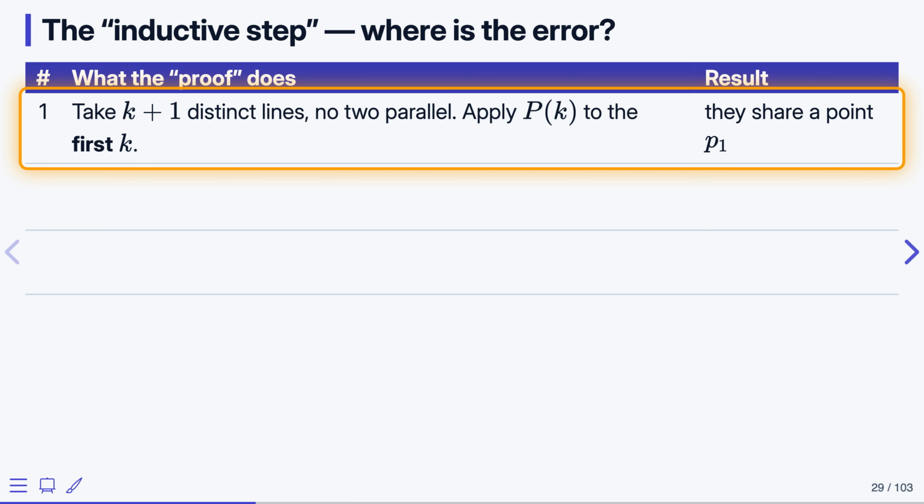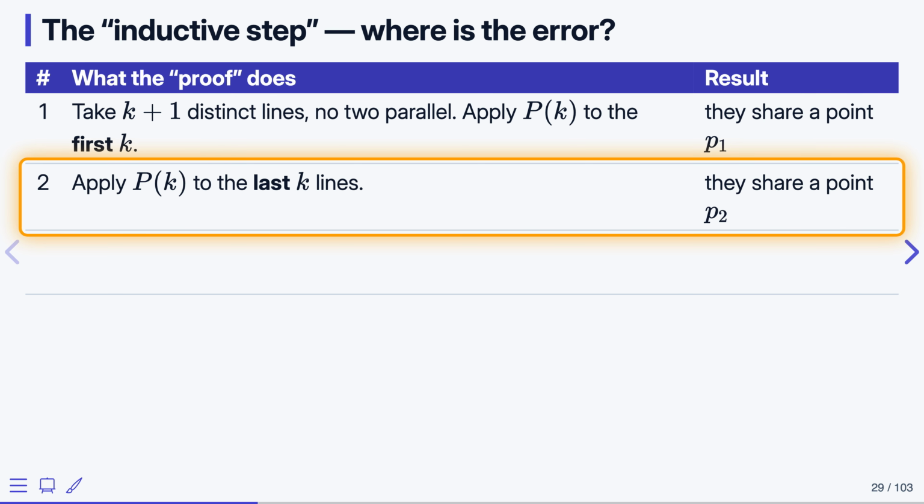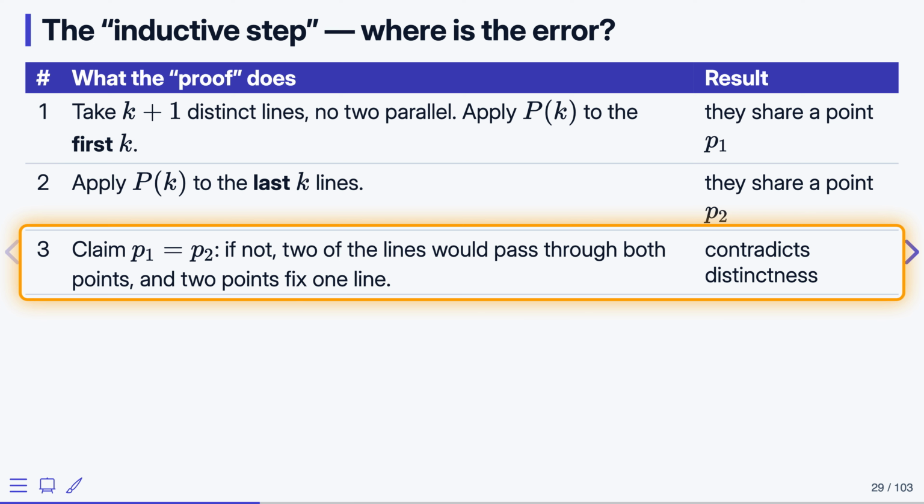Step 1. Take k+1 lines, all different, no two parallel. Look at the first k of them. The hypothesis says they share one point. Call it P1. Step 2. Now look at the last k lines. The hypothesis says they share one too. Call it P2.